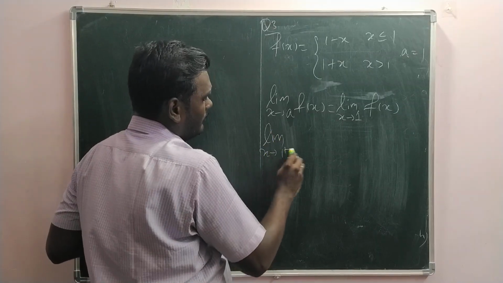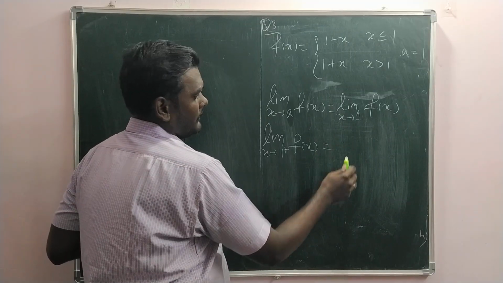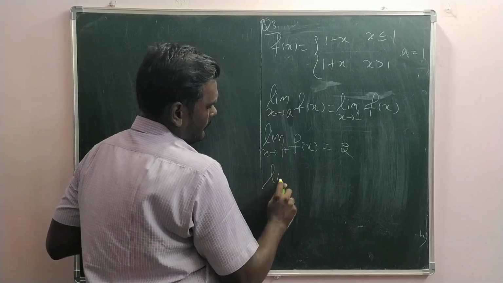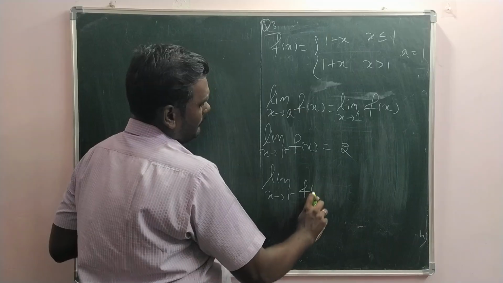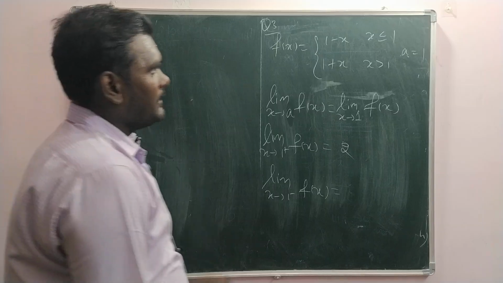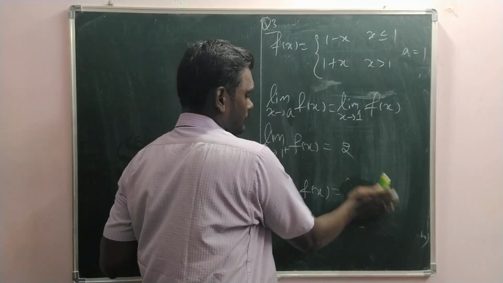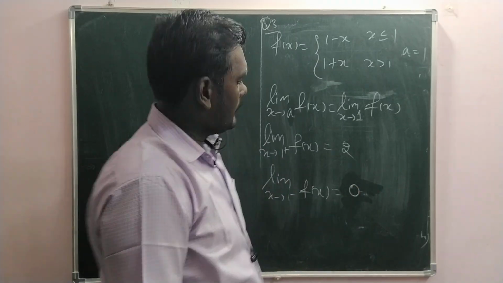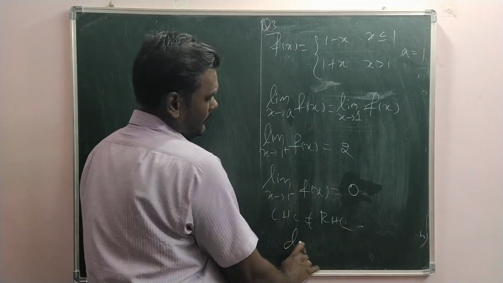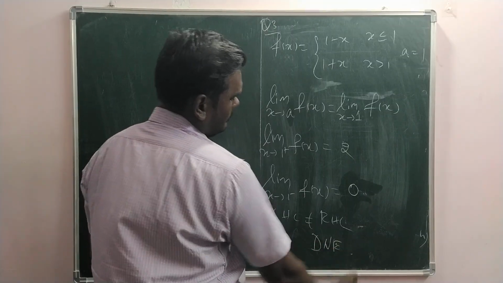So limit x approaches to 1 plus f of x is equal to, why does it not exist? See, this is 1 plus 1, which is 2 will come. And limit x tends to 1 minus f of x, then this is 1 minus means what? f of 1 minus h. No, 0 will come. Yes. Then left hand limit is not equal to right hand limit. The limit does not exist. Okay.